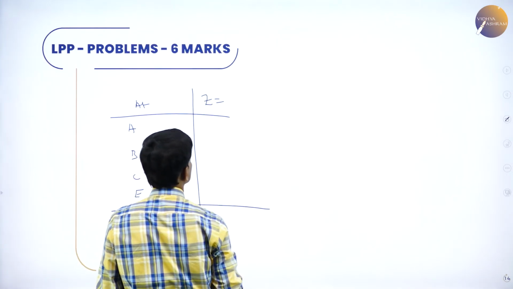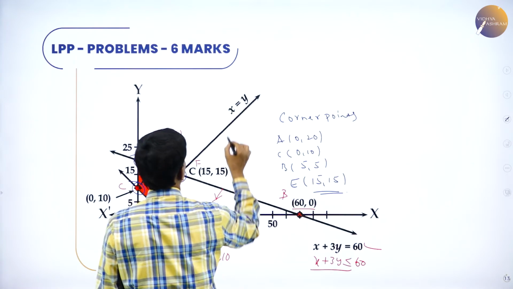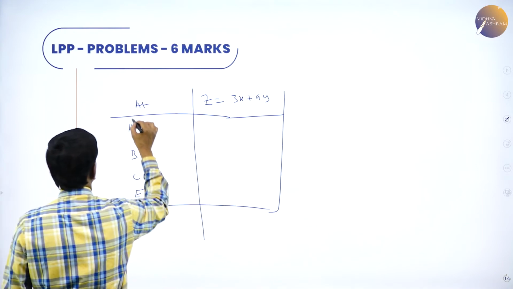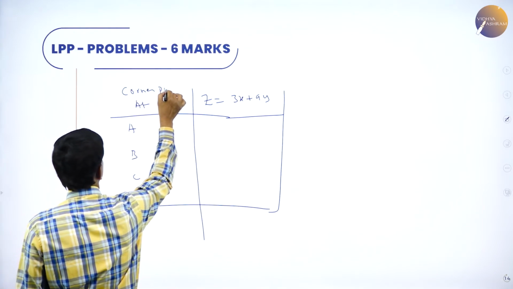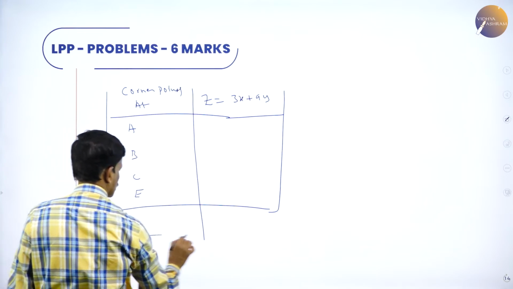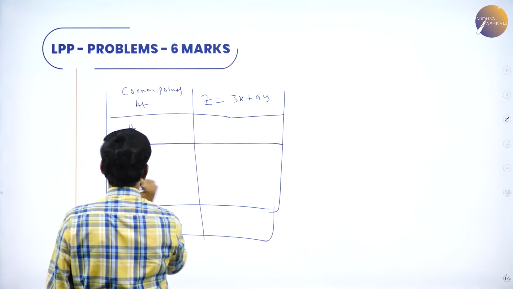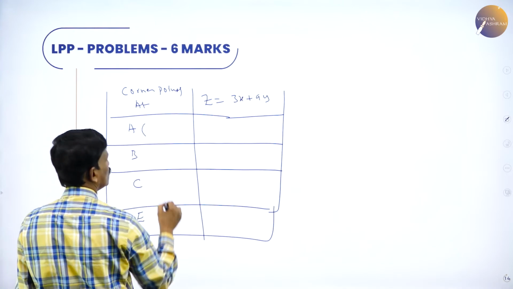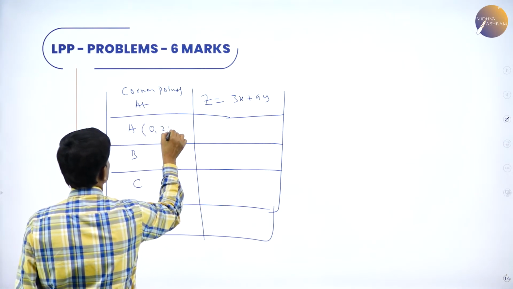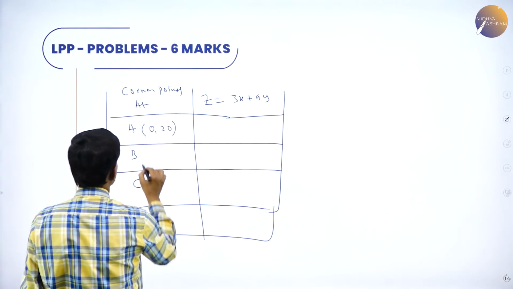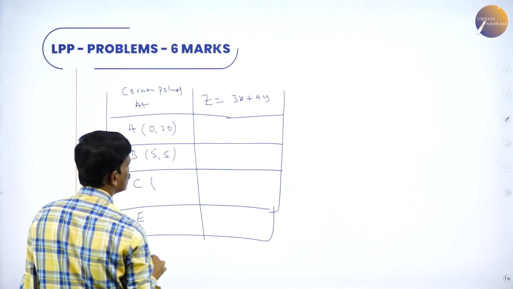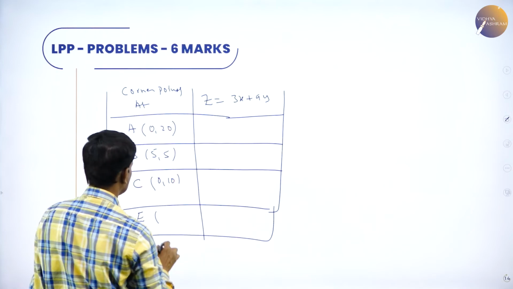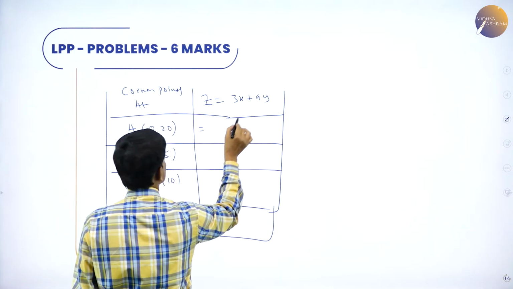What is given? Objective function Z is equal to 3x plus 9y. So these are the corner points. Now C and E. At A, what is A? A is 0, 20. B is 5, 5. C, what is C? 0, 10. And E is 15, 15.